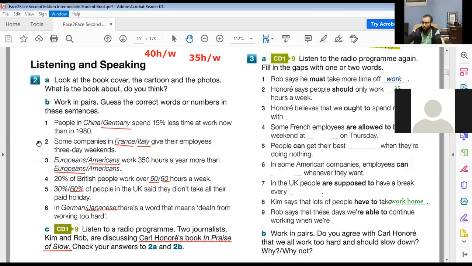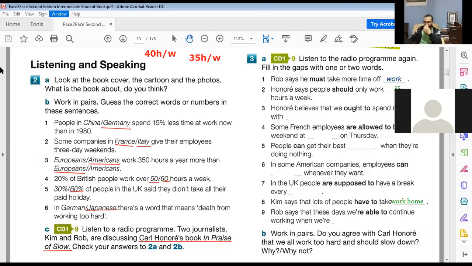Yes, me too. Honoré says people should only work 35 hours a week. And do you think that's a good idea? Yes, definitely. Firstly, a lot of people are unemployed these days, as we know. So if everyone worked fewer hours, it might create more jobs. But according to Honoré, people are already working less in some countries. For example, Germans spend 15% less time at work now than in 1980. Honoré also believes that we ought to spend more time with our families. And that's already happening in some countries too, isn't it? It says in the book that some French employees are allowed to begin their weekend at 3 p.m.